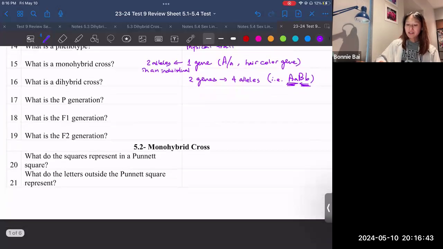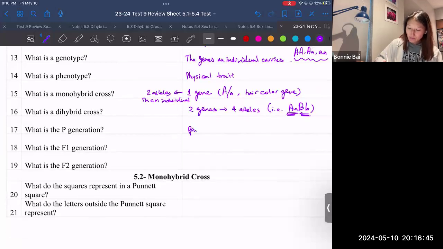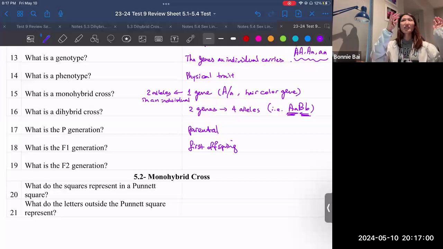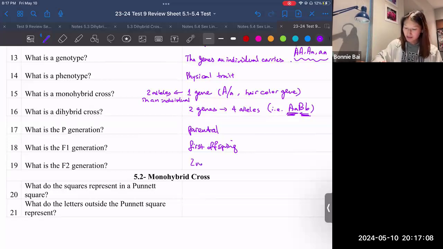All right, now we look at the generations. P is the parental generation. That's the parents, like what's on the outside of the Punnett square. The F1 is the first offspring generation, so that's what's inside your box. But if we have plants, we get the next generation of flowers, and then we cross those flowers and get another generation of flowers, that's your F2 generation. So second offspring generation.